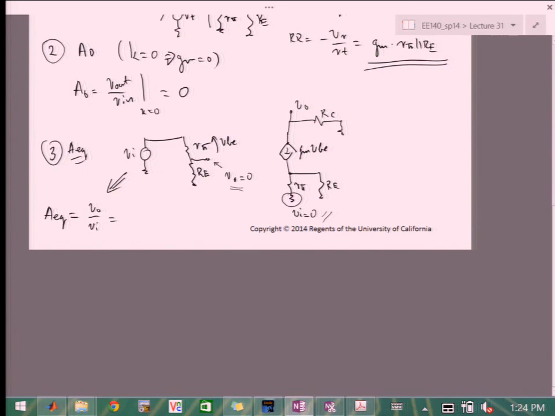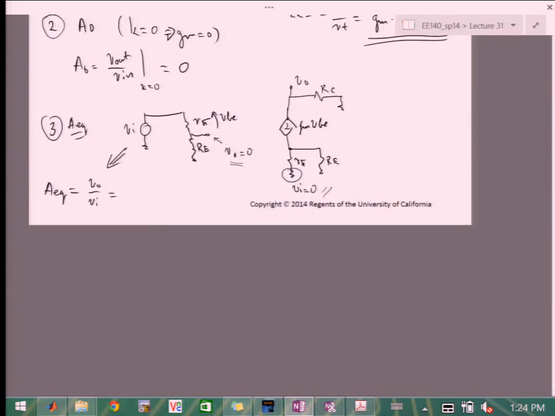Okay, so in this case, what we're getting is that VBE is R pi over R pi plus RE. That's this first voltage divider. And then times minus GM times RC. So minus GM is our K, or GM is our K, right? So that's the middle term. And then RC is the termination network at the output. Right?